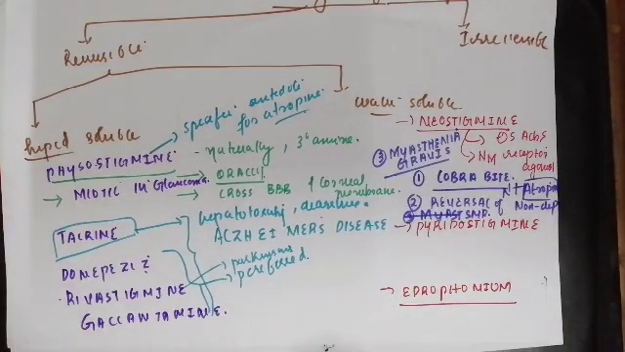In myasthenia gravis also, if we are using neostigmine, we have to use it along with atropine to decrease the muscarinic effect of the drug. So the three main indications are myasthenia gravis, cobra bite, and reversal of non-depolarizing skeletal muscle relaxants.